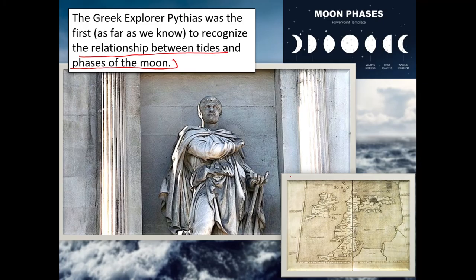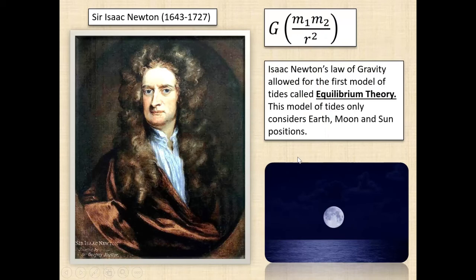Pytheas, by the way, is a Greek explorer who actually explored all the way to Great Britain, or what is now Great Britain, right? The British Isles. So for that time, those were pretty extreme distances he was covering. So the next big advance in understanding tides: believe it or not, for most of human history, all we knew about tides is that they seem to be connected to phases of the moon. And that's all we could really say.